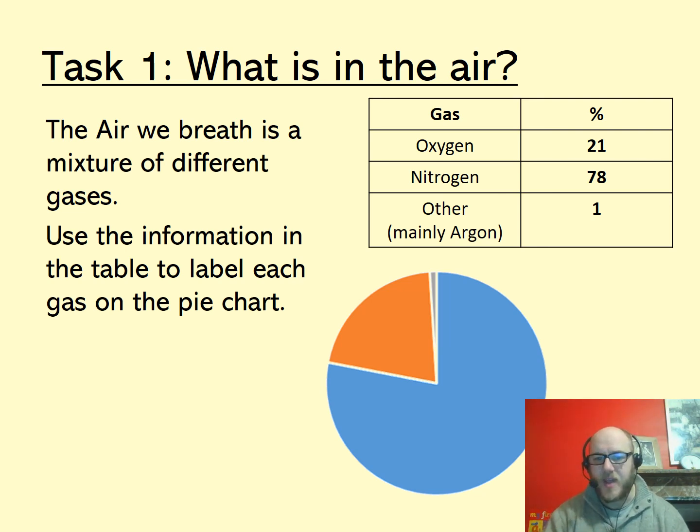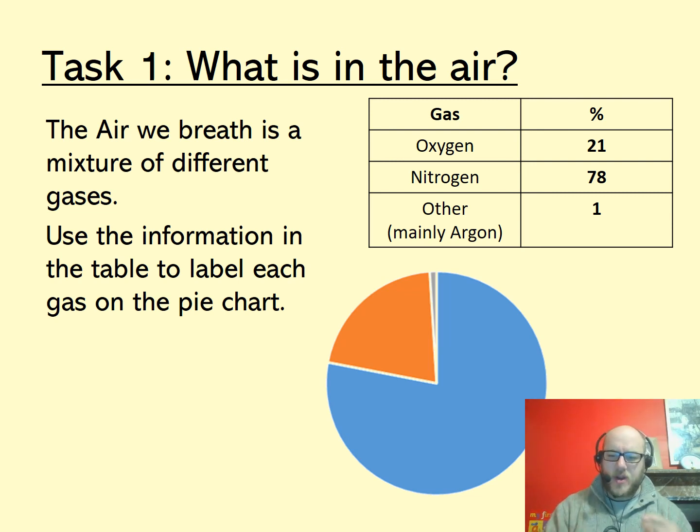Now, if you look at this table here, it tells you the proportions of gas that are in air. And you'll notice that most of it, just over 77%, 78%, is nitrogen. The oxygen in the air, which is what most people think of when we think of the air, because that's what we breathe to survive, is only 21%. That's just less than a quarter. And then the rest of it is only 1%. So it's a tiny, tiny amount.